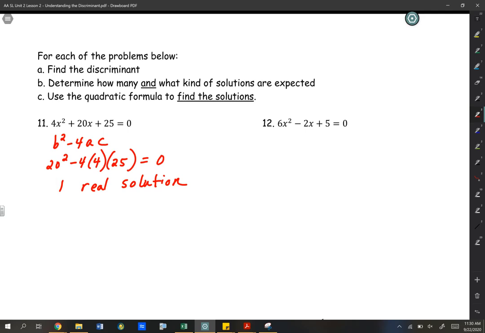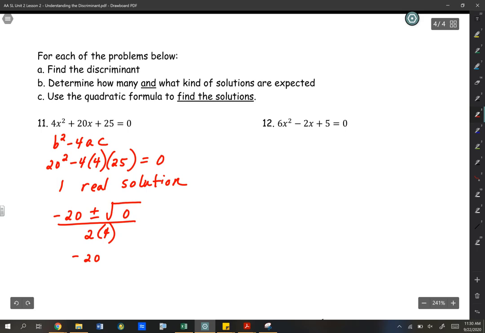Okay, so let's use the quadratic formula. It's going to be negative b, in this case negative 20, plus or minus the square root of the discriminant. We already know the discriminant is 0, over 2a. So we're going to get negative 20. The square root of 0 is just 0, plus or minus 0, over 8. So we get a value of negative 5 halves as our solution. So we did get one real solution.